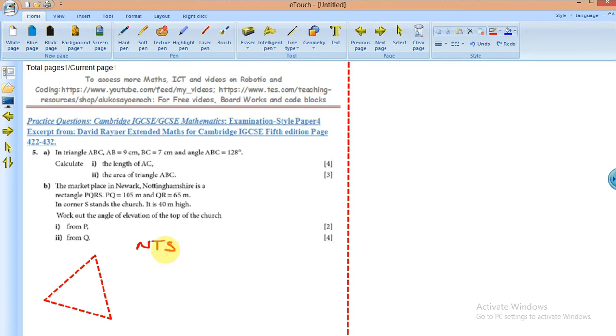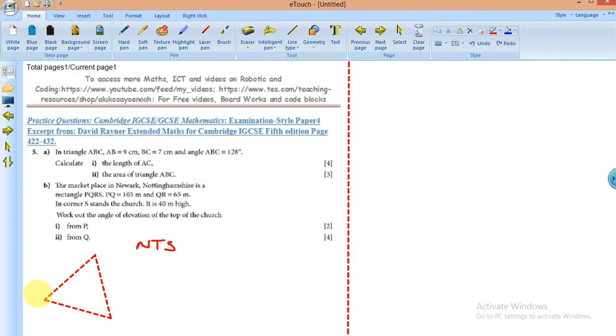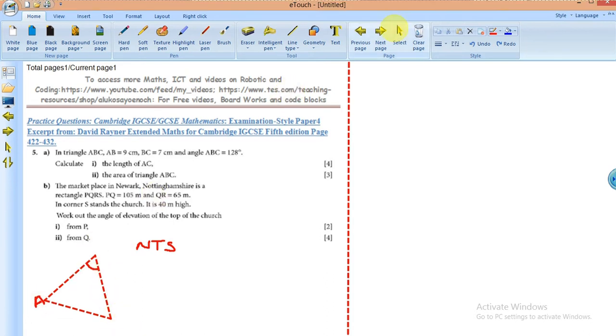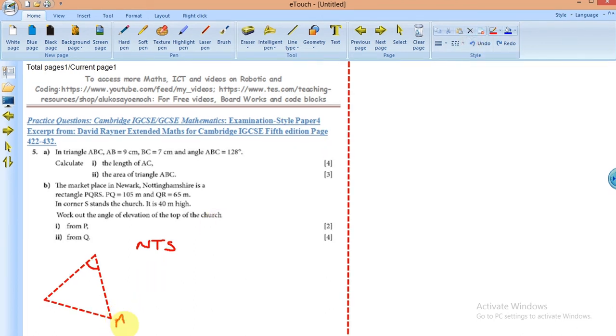So how do we label this? The included angle is 128, so let's put the included angle here. This will be B. I want B to be up, so let's label it this way: A, B, C. So don't forget, not to scale. It's not about how tall or how long the lengths are.